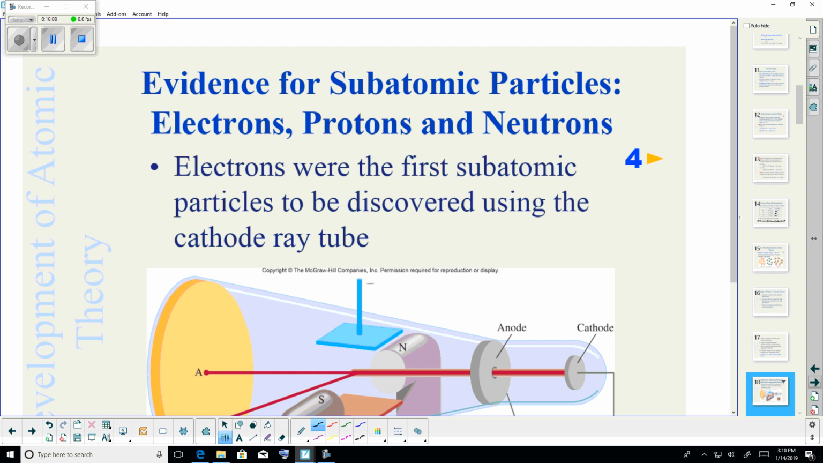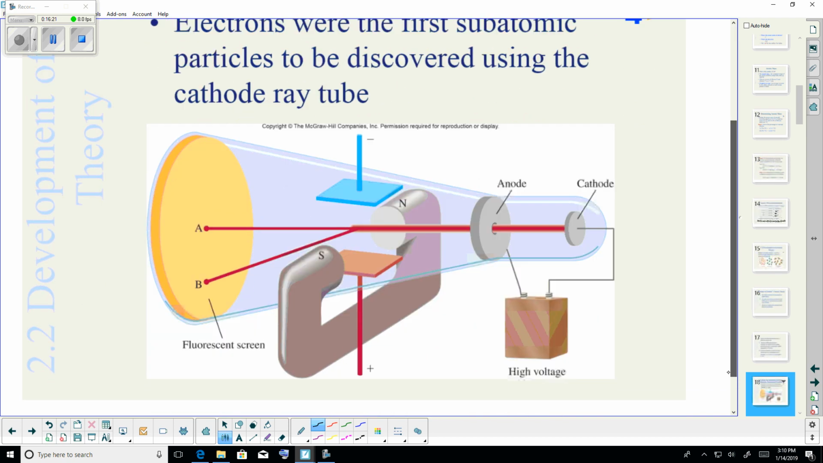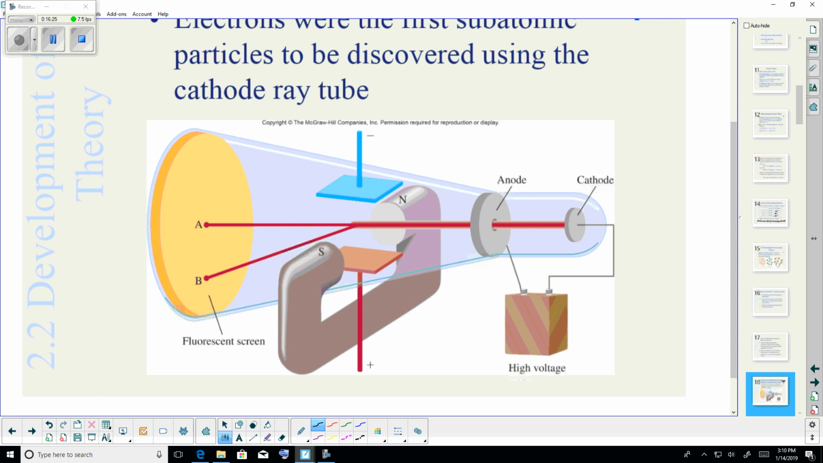So how do we know an atom just wasn't a single ball or whatever? Electrons were the first particles to be discovered using a cathode ray tube. And this is a cathode ray tube. You apply a high voltage, you have a cathode and an anode. You shoot particles. You have a magnet. The magnet, some particles go straight through, some get deflected. They're being pulled towards one of the poles. That tells you the particle is charged.